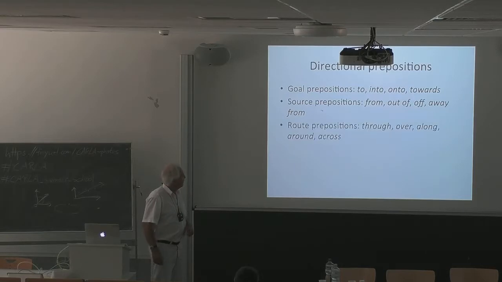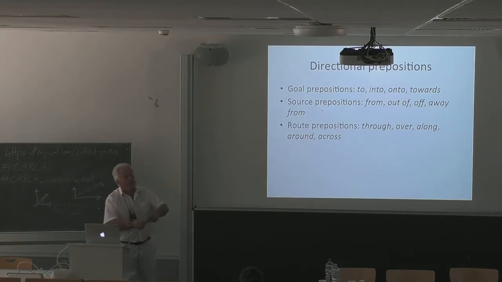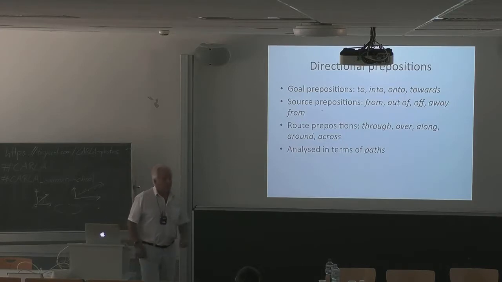Now, in this class of directional prepositions, you also have route prepositions: through, over, along, around, across, and so on. They have a starting point and an end point. All of these prepositions, we analyze them in terms of paths. You start from a particular position, you end up in another position, and there is a path in between. The set of paths is a set of objects, and you can define convexity on the set of paths.